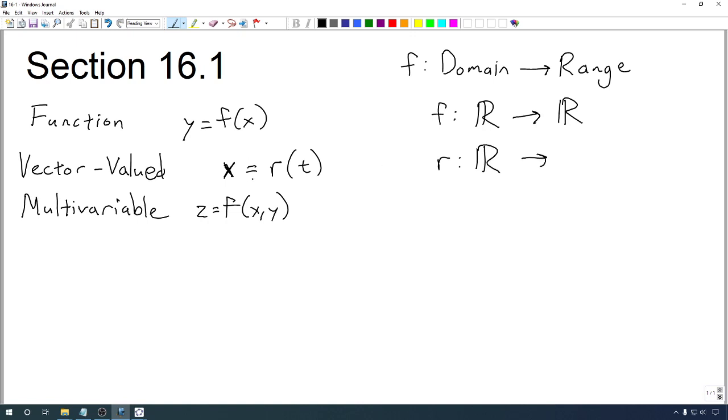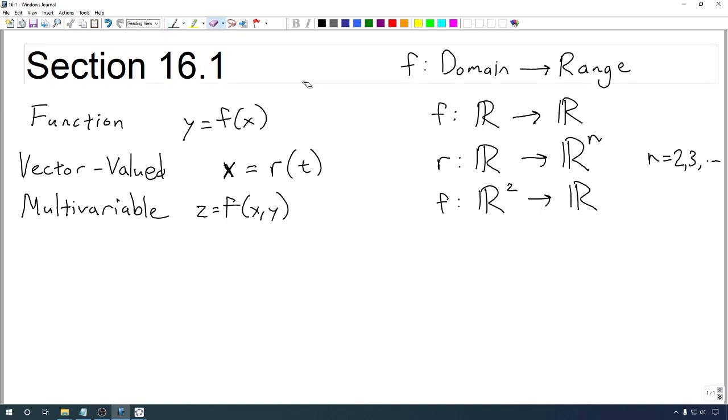But a vector we're kind of identifying with the idea of something in R2 or R3. Let's even just go ahead and put this as Rn, where we can let n be 2, 3, or even higher if we need it to be. This represents a vector in n-dimensional space. For the multivariable one I've drawn here, this would be from R2 to R, meaning that it takes in two numbers and spits out one number.